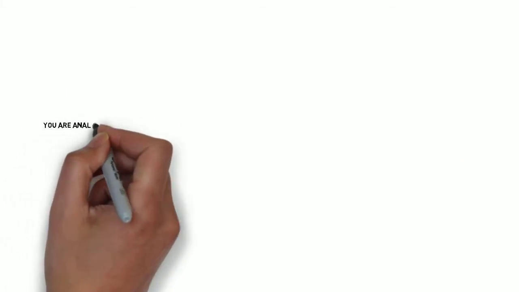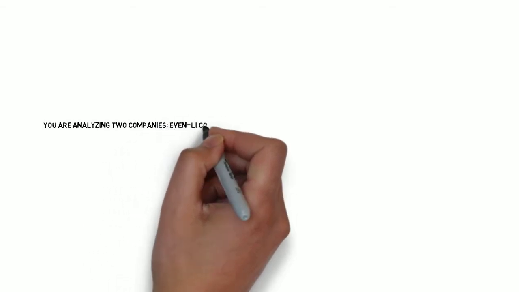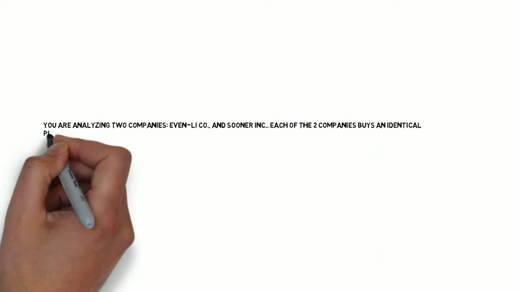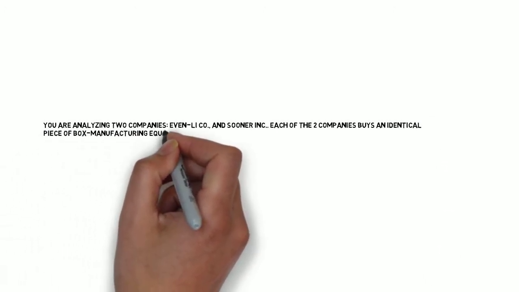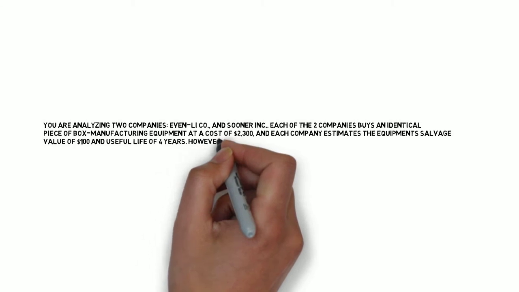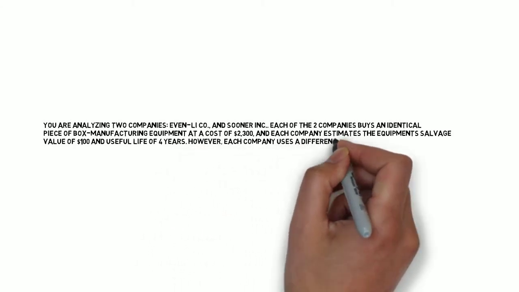Let's look at an example. You are analyzing two companies, Evenly Corporation and Sooner Inc. Each of the two companies buy an identical piece of box manufacturing equipment at a cost of $2,300, and each company estimates the equipment salvage value of $100 and useful life of 4 years. However, each company uses a different method of depreciation.